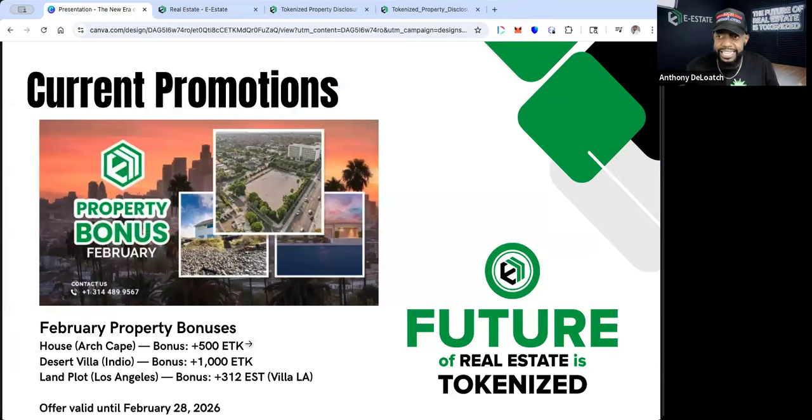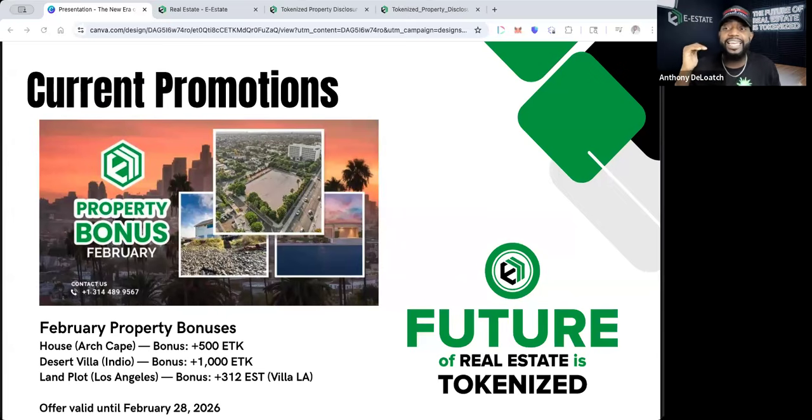So if you decide to get started with that before February 28th, guess what you're going to get when you do that? 500 ETK. Let me explain this, right? Because ETK is our reward token, and it allows you to participate in our reward system. You're going to be able to spin our money wheel. Now, every time you have 100 tokens, you're able to spin our money wheel, and you get a chance to win up to $1,000 every time you spin the money wheel. And if you purchase the Arch Cape house before the 28th, you're going to get 5 chances to spin that money wheel.